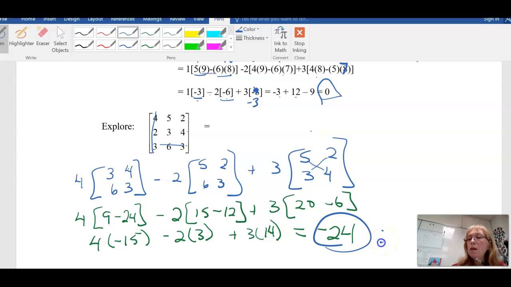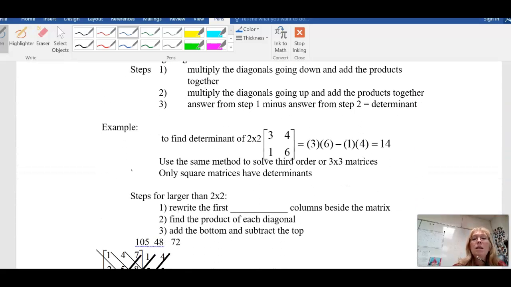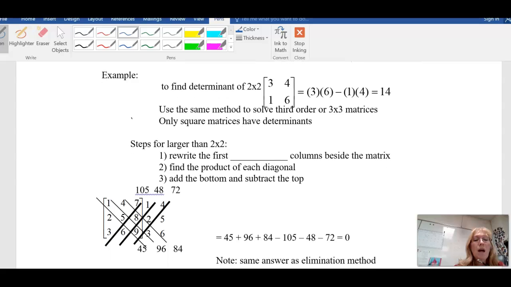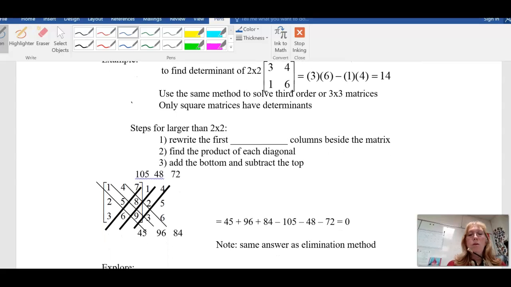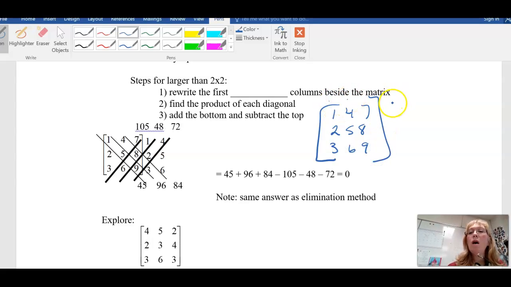Okay, that's method 1. That's called expansion by minors. The second method is a diagonal method, and it's very similar to the 2 by 2. You know how we multiply down and subtract multiplying up? We do the exact same thing. This is really hard to read, especially when you're not in front of me. Let's redo this so you can understand. So we got 1, 4, 7, 2, 5, 8, 3, 6, 9. So step 1 is you rewrite these 2 columns. So 1 and 4, 2 and 5, 3 and 6. So rewrite the columns. 2 columns.